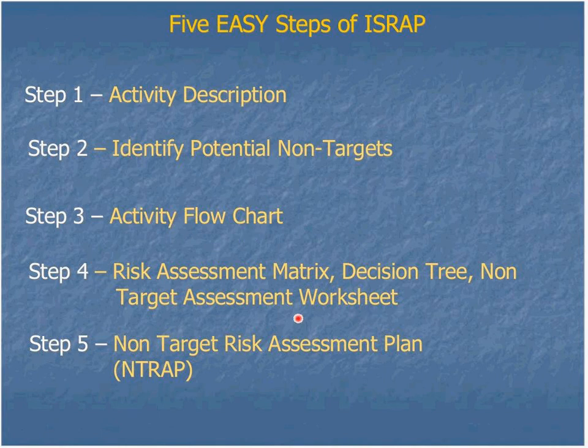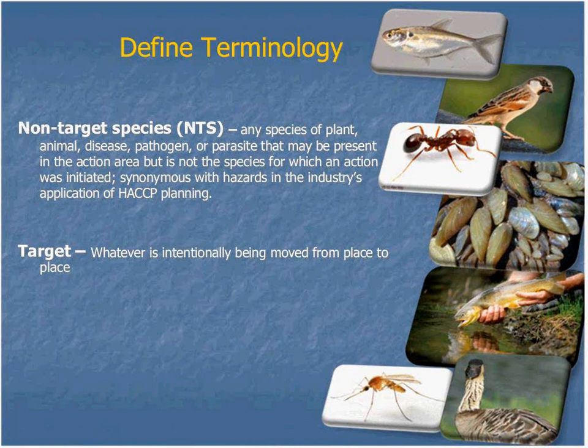And have a risk assessment matrix that we're using, and that may change into a risk flow diagram in the future, and then a brand new decision tree, and now we're calling step 4 the on-target assessment worksheet. And then the last, instead of a hazard analysis action plan, this is now the non-target risk assessment plan. So I'm going to go through the steps, and then we can have some questions.